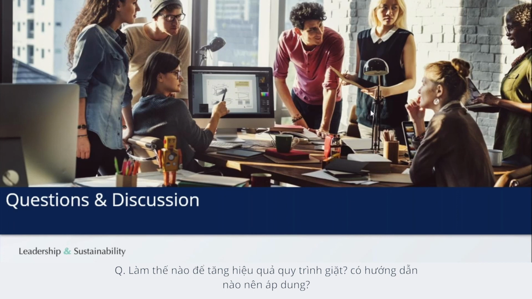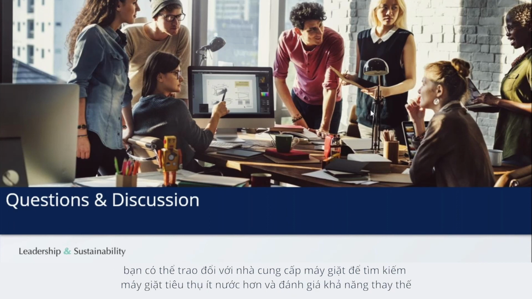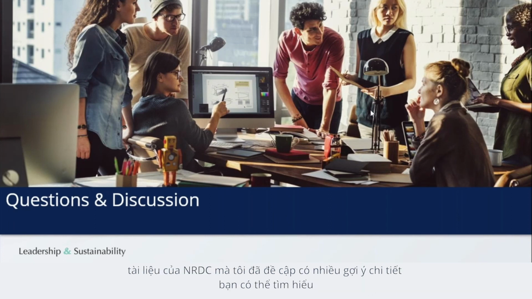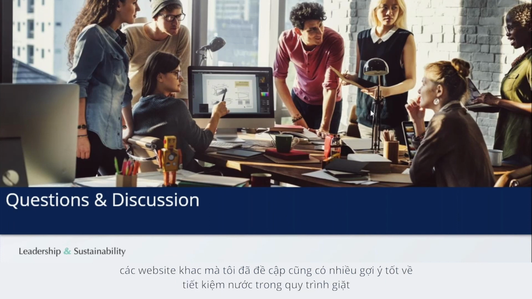Any special method or process that needs to be implemented? There are lots of things you can do. You can talk to the machine manufacturers. If you are able to replace machines, for example, and use washing machines that use less water. But also, as I mentioned, this NRDC document is a really very good document. And also the programs that I talked about, on their websites you can also find a lot of tips about how to save water in the washing process.